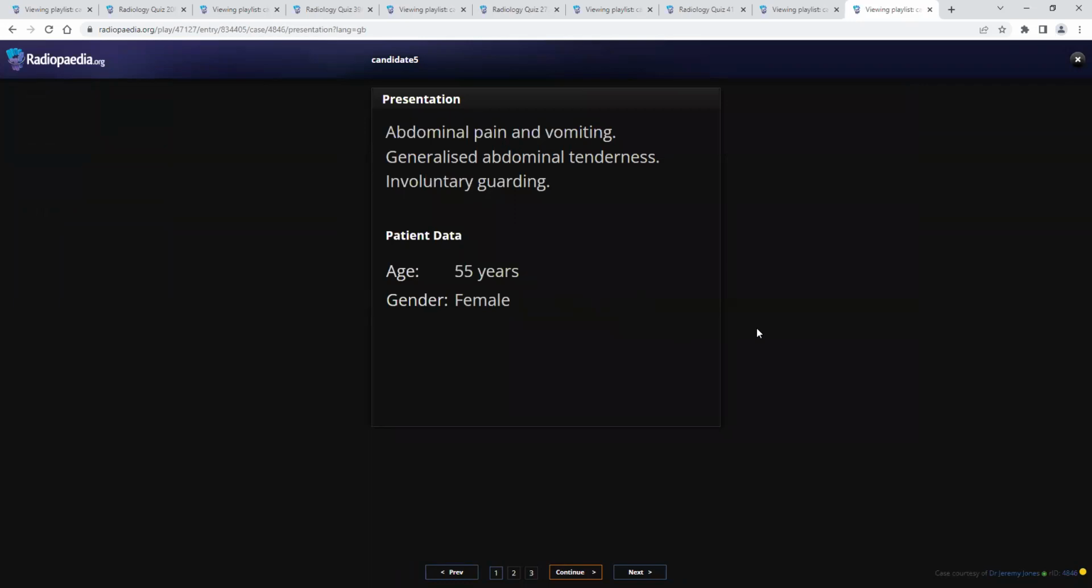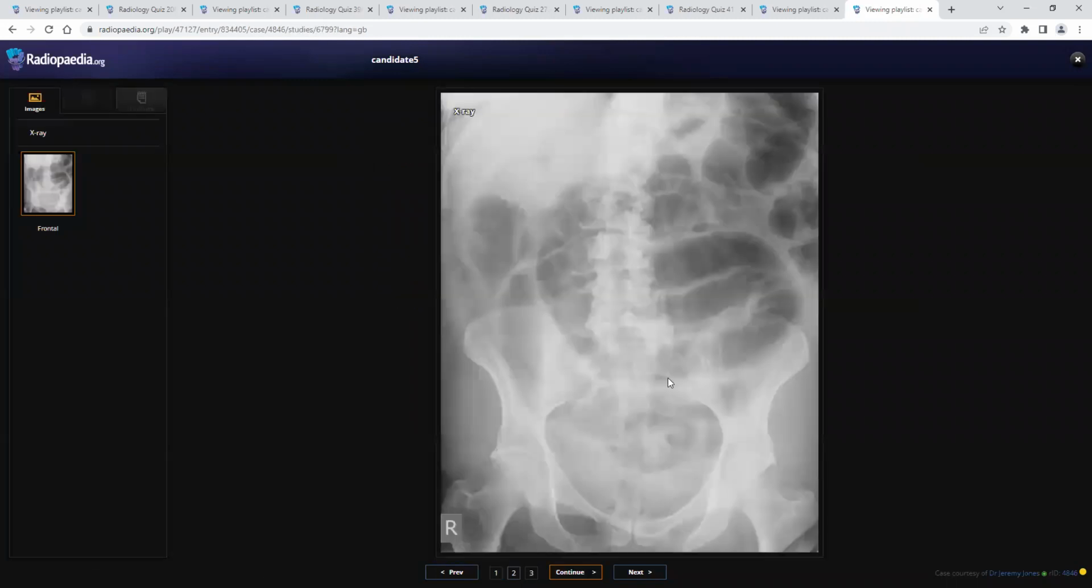So this is a 55 years old female who has presented with abdominal pain and vomiting, and there is generalized abdominal tenderness and involuntary guarding. So this is your X-ray. This is a 50 years old female who has presented with generalized abdominal distension and pain. What I can appreciate is that there are multiple dilated bowel loops within the central abdomen, and these appear to have some air in their walls as well, suggestive of pneumatosis.